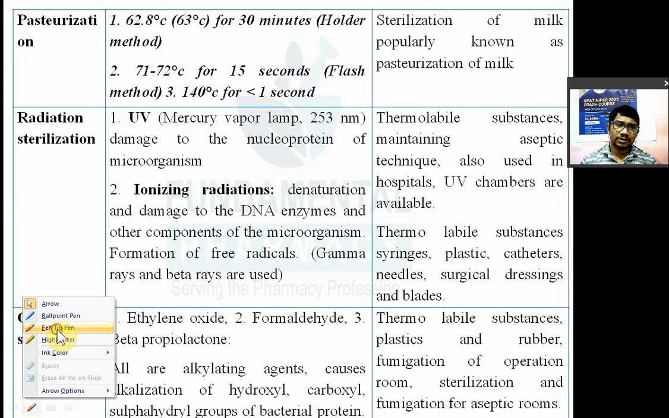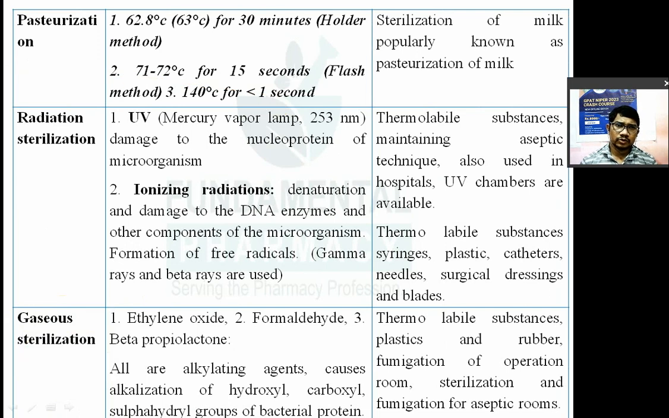What is the pasteurization? What is the holding temperature? Holding temperature is 62.8 degrees Celsius. That is 63 degrees Celsius for 30 minutes. It is known as a holder method. अगर temperature है आपका 62.8 degree for 30 minutes, it is known as a holder method. Second भी होता है इसमें holding temperature 71 to 72 degrees for 15 seconds. 71 to 72 degrees for 15 seconds known as a flash method.